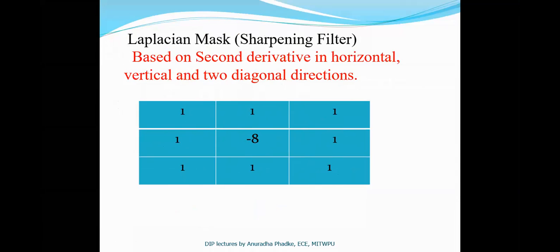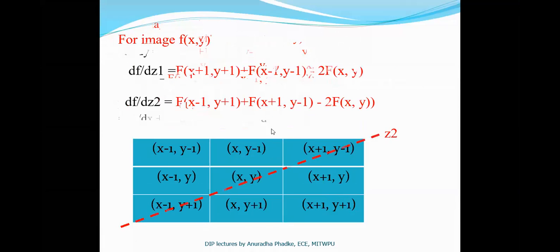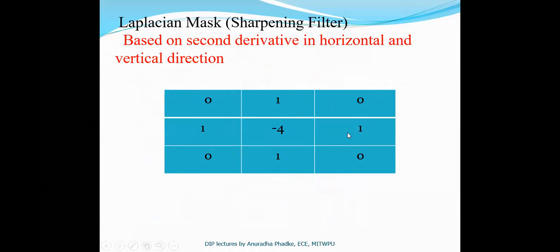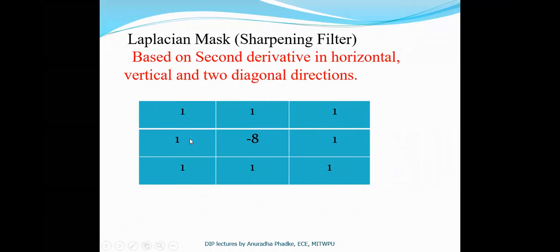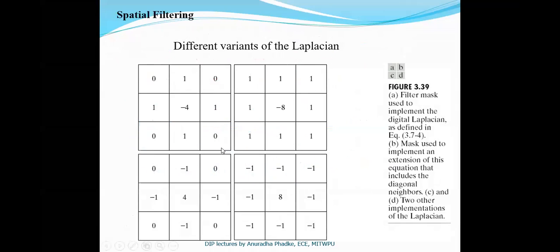In the previous Laplacian mask, that is -4 surrounded by 1, 1, 1, 1, we considered only horizontal and vertical transitions. In this Laplacian mask, we have considered all possible directions: horizontal, vertical, plus 45 diagonal direction and -45 diagonal direction. So this is the Laplacian mask, which is used for detecting edges in the image. These are variants of the Laplacian mask.